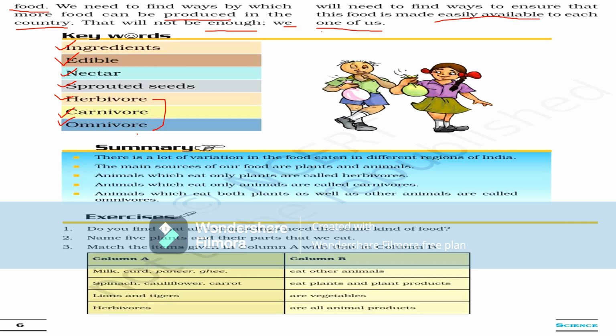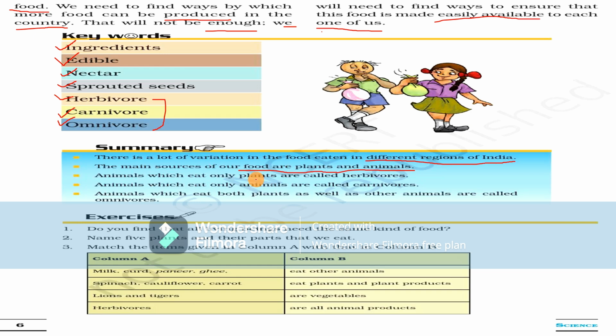Okay, let's summarize this topic. There are a lot of variations in food eating in different regions. There are different regions in India, and they have their different cultural foods. The main sources of food are plants and animals. From where do we get our major food? From plants and animals.